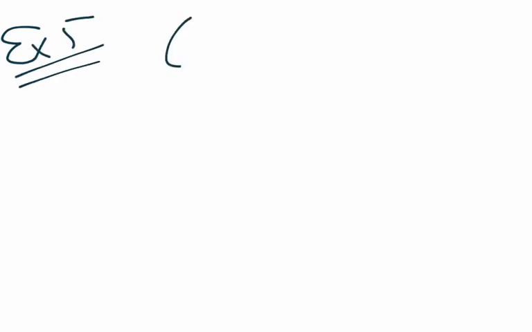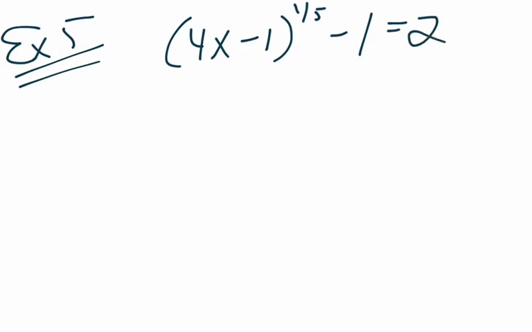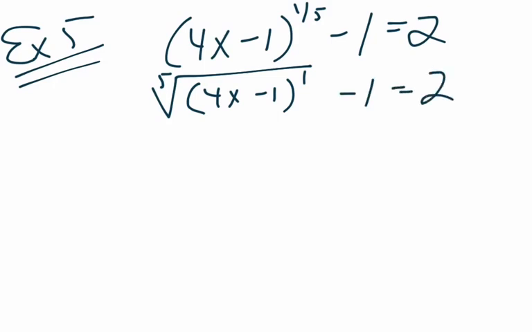We are cruising. All right, and so this one is 4x minus 1 to the 1/5, and then another minus 1. Oh, this is great, equals 2. And you think, Miss Taylor, you titled this lesson Radical Equations, and that's not a radical equation, except that it is, because in the last lesson, we learned all about rational exponents. And so this is really the 5th root of 4x minus 1 to the first power.